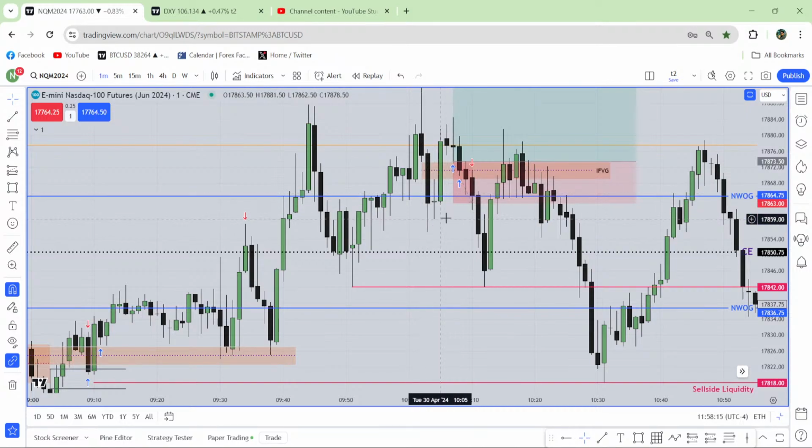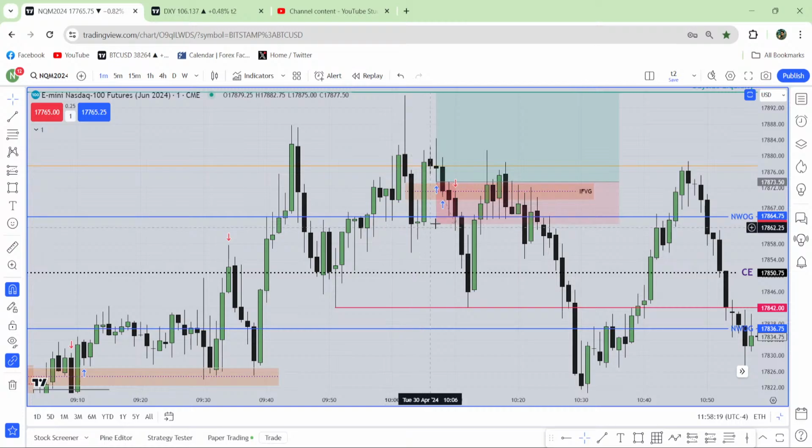Use this new week opening gap high as, what to say, I mean, support. Make this inversion fair value gap. How beautifully the, no, it's not.